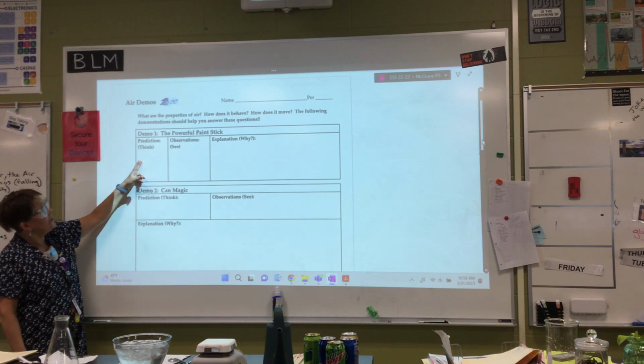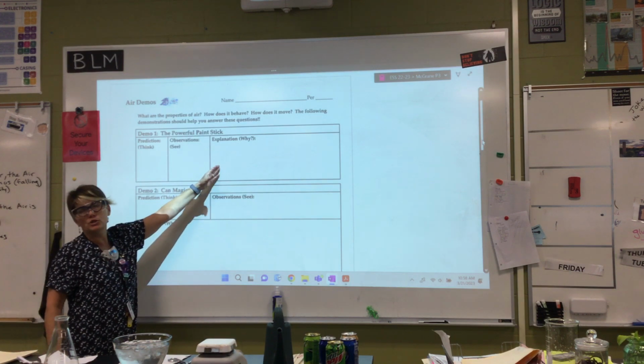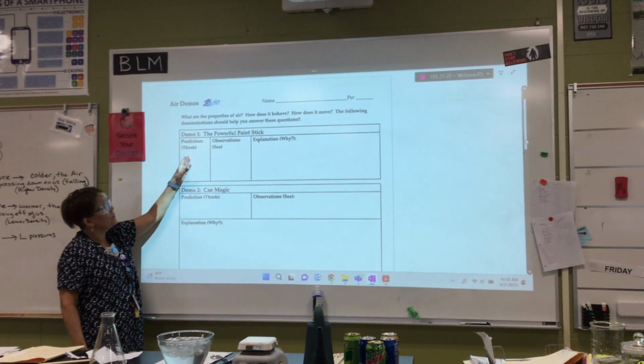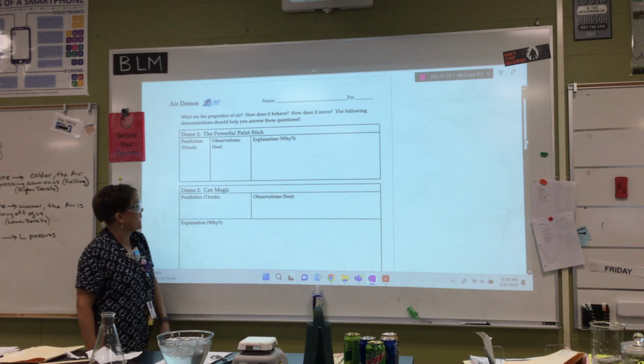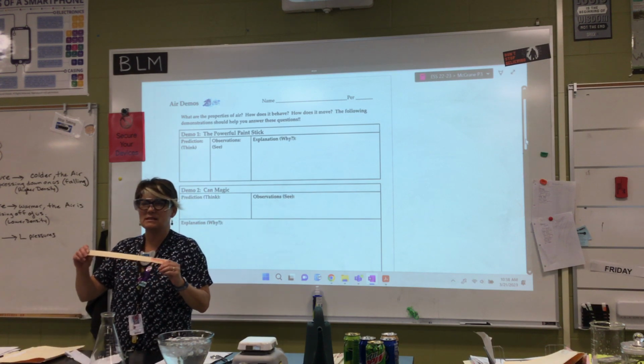The first thing I want you to look at here is how this is set up. We're going to do a prediction, we're going to do an observation, and then we're going to try to do an explanation. So the prediction is to think about it, what's going to happen, see what happened, and then we're going to explain why it happened. So the first thing is, I'm going to take this paint stick. Does everybody know what a paint stick is for?